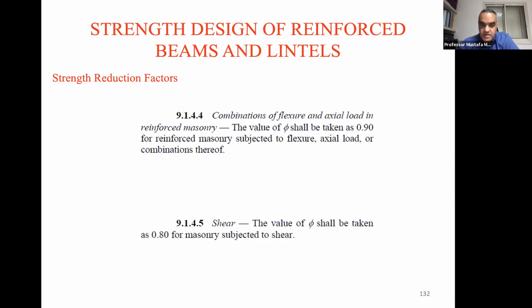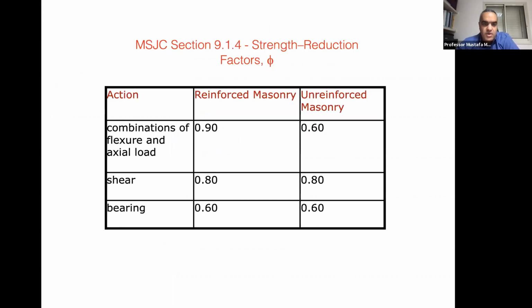Those are given here. If you have a combination of flexural and axial loads, reinforced masonry is 0.9, unreinforced 0.6. For shear, 0.8. If it's bearing, 0.6.